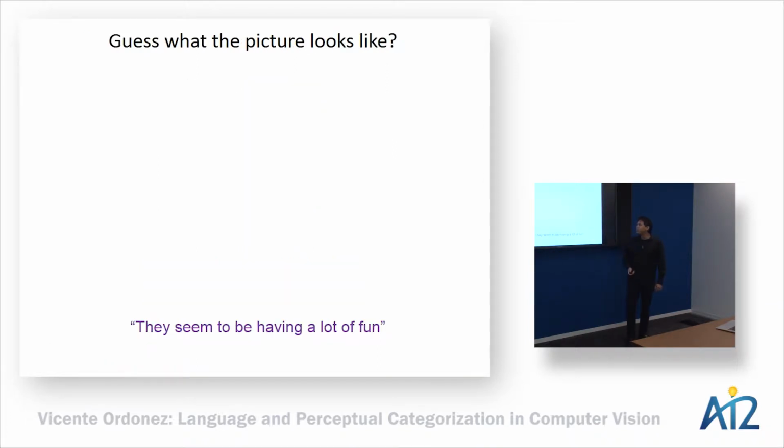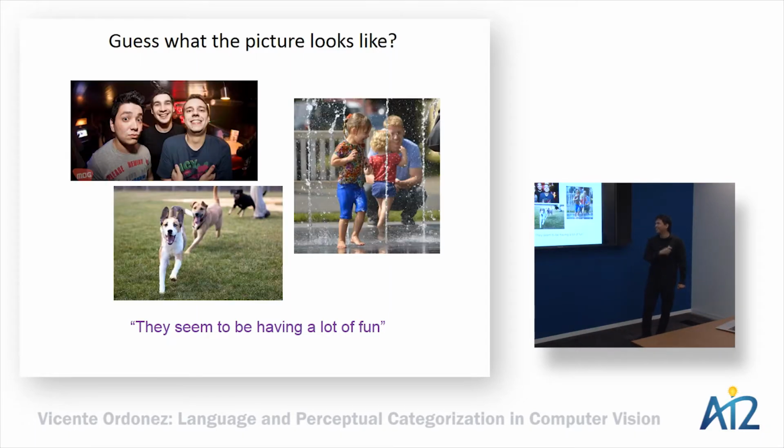The problem we found is that a lot of the descriptions that we saw there were of this form. They seem to be having a lot of fun. Can you guess what the picture looks like just by reading the sentence? Well, yes, it could be many things. And this is a problem.